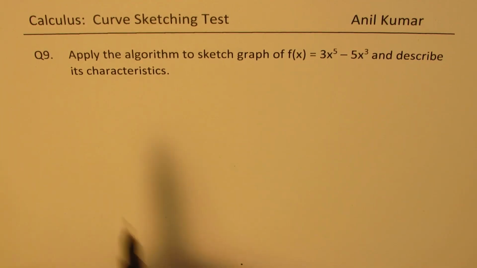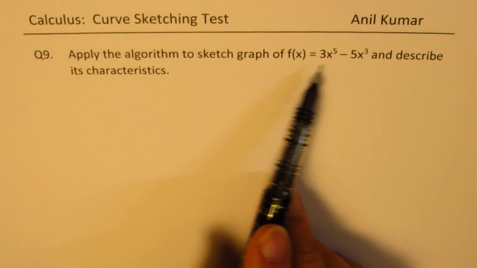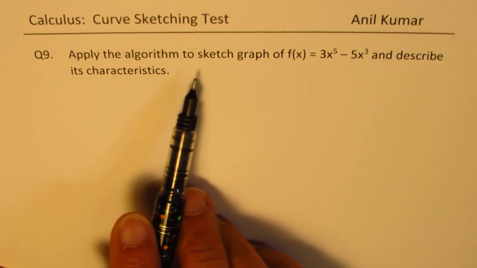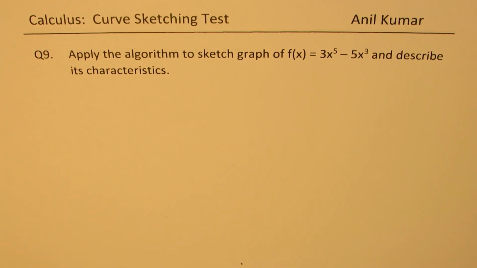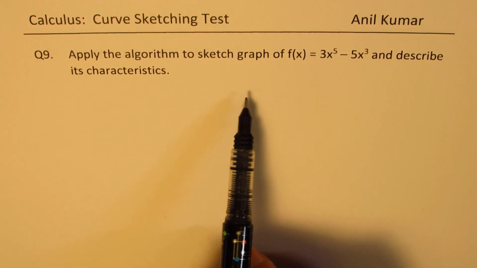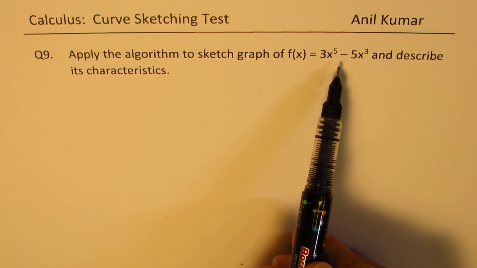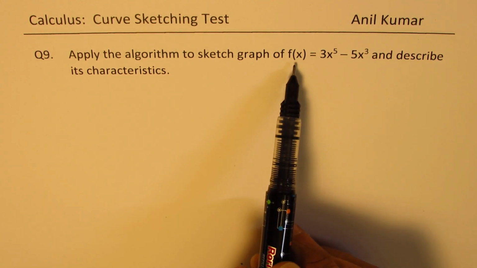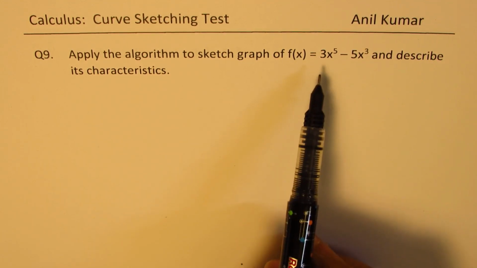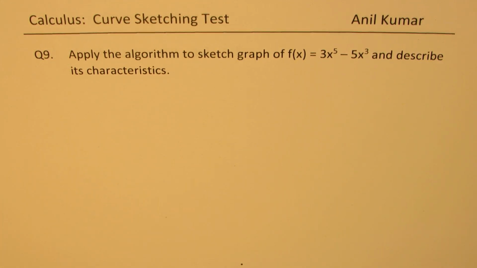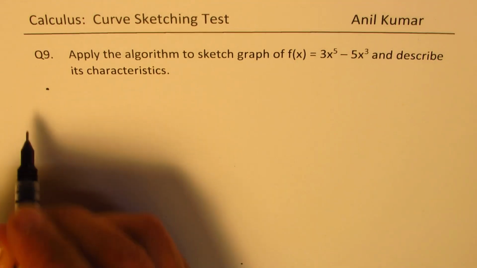Question number 9. Apply the algorithm to sketch the graph of the function and describe its characteristics. Now, algorithm may be different for students in different parts of the world. What we normally do is first we try to understand the function and then we find its intercepts, and then we find the derivative, analyze the derivative to find local maximum minimum, and then we do the second derivative, find concavities, point of inflection, and then we sketch the graph. Is it clear? So that is the algorithm. So first part is to understand the function itself.